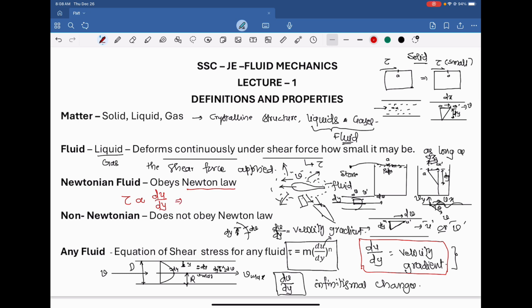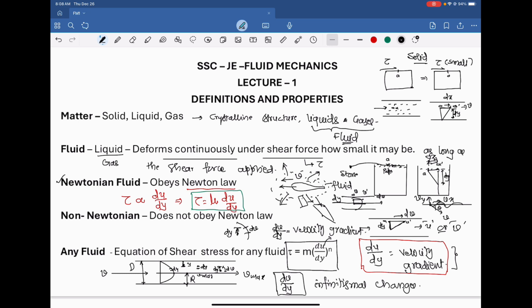Whenever something is proportional to something, there is a constant. A constant of proportionality should be introduced. That constant of proportionality is mu, mu into du by dy. This is Newton's law. Whenever there is a fluid which follows this Newton's law, that is called a Newtonian fluid.